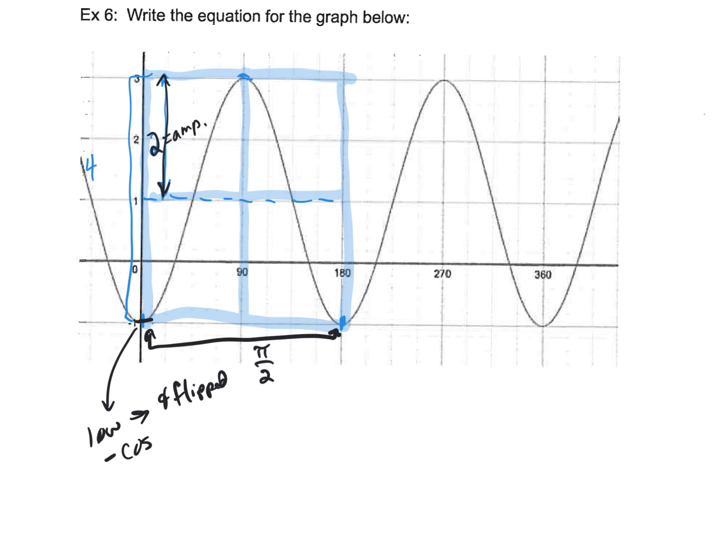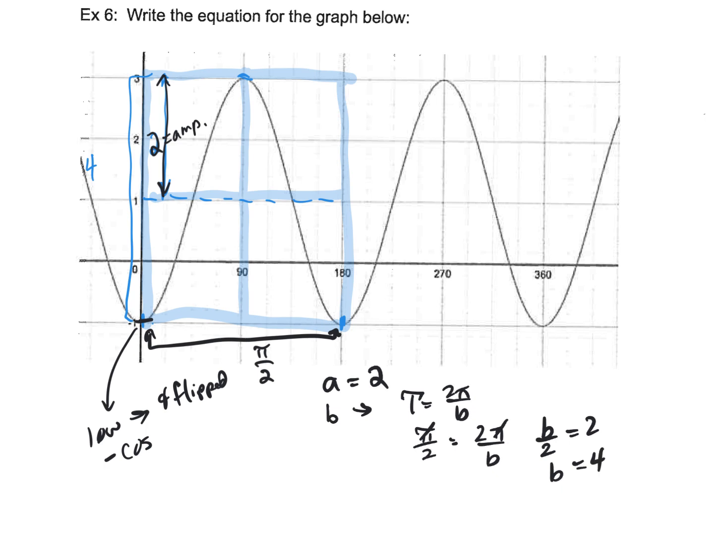So we have our amplitude. So we know A is equal to 2. B, we know the period. So for B, the period, that's T, is 2 pi over B. So we know the period is pi over 2. That's equal to 2 pi over B. Pi goes away. So we get B over 2 is equal to 2. So B is 4.